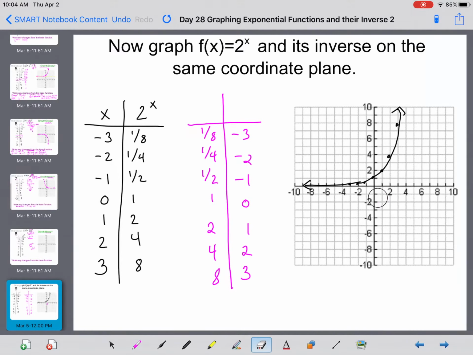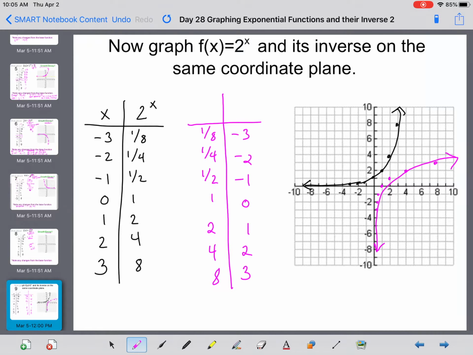Oops. Sorry about that. I'm having a hard time graphing today, apparently. There we go. All right, let's play connect the dots. Oops, missed a couple.